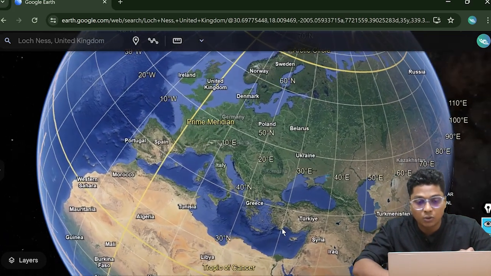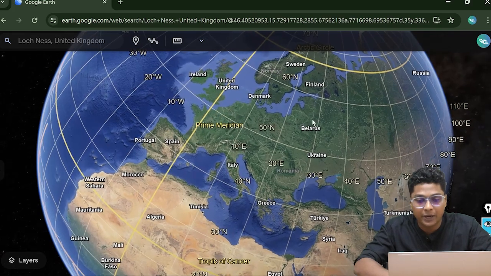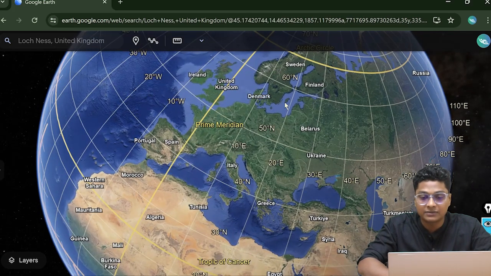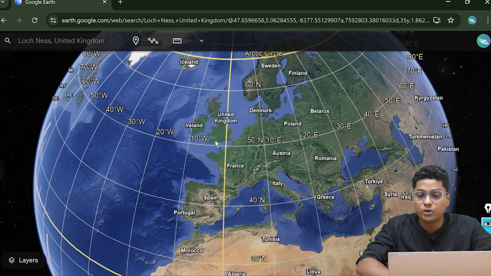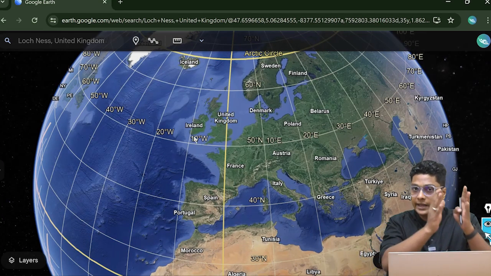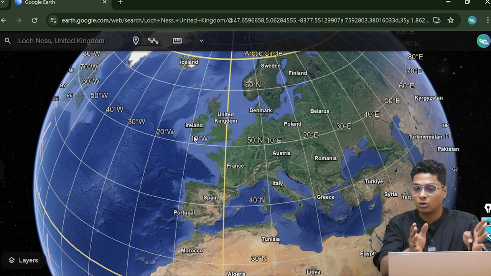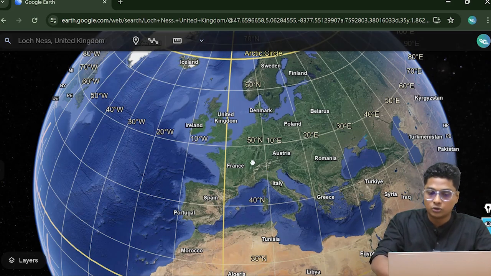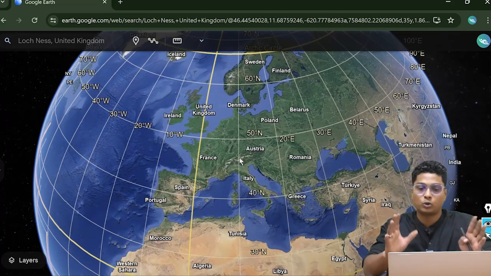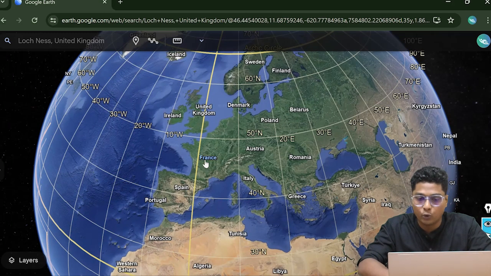And so on the left side, we have seen the prime meridian passing through the UK. So Ireland nearby that itself, 10 degree west longitude. So we have Iceland at 20 degree west longitude. So I hope right now you have an approximate location where Europe is located.